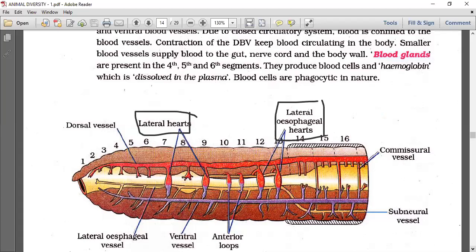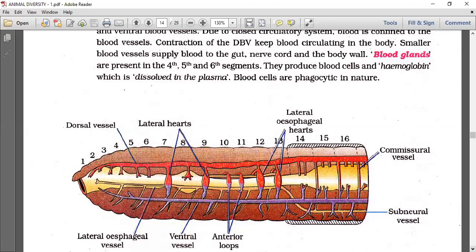So we call them all hearts itself, isn't it? Where hearts are present is a regular question for us. 7, 9, 12, 13, you should remember. 10 and 11 anterior loops are present, connecting the lateral esophageal blood vessel to the supraesophageal blood vessel. So that's it. That's the story of the blood vessels here.